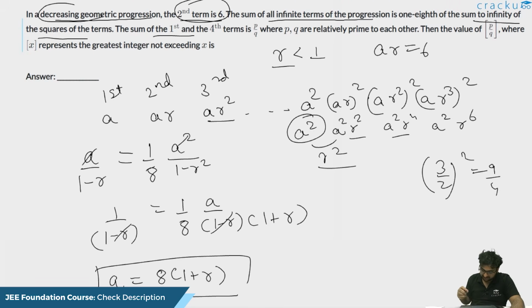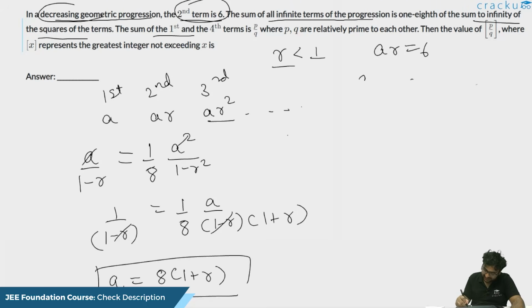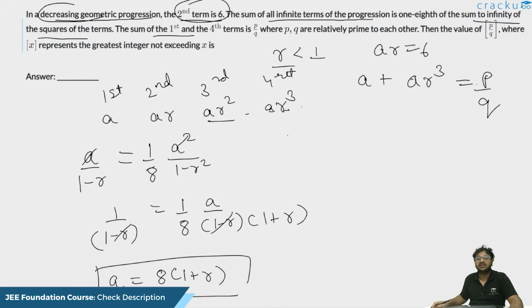So what will be the first term? Let me rub all of this. The first term would be a, plus the fourth term. If we go to the fourth term here, it would be ar cube. So plus ar cube is equal to p by q, where p and q are relatively prime to each other. It means that they don't have any common factor. Now what is a? 12. So 12 into r cube, which is 1 by 2 cube, which is 1 by 8.